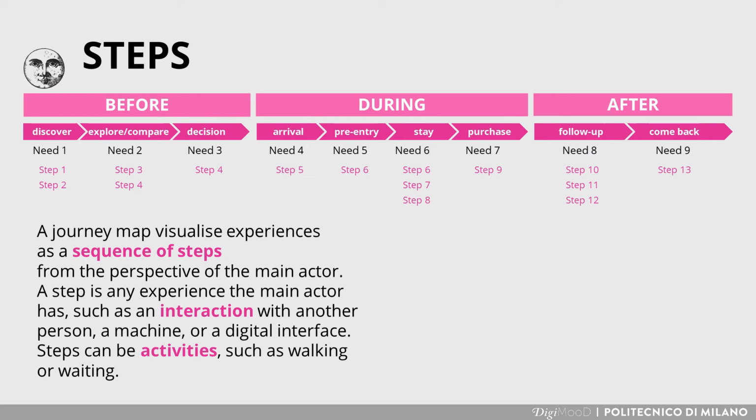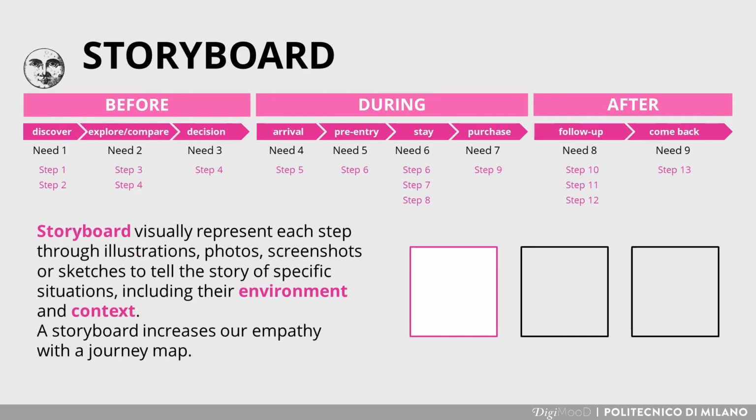Our chosen actor is going to take actions during his journey, and we call them steps. Steps can be activities or interactions, but also more passive moments like waiting or walking. The storyboard can be a useful tool when you want to make an experience visually clear. It increases your empathy with the journey map.